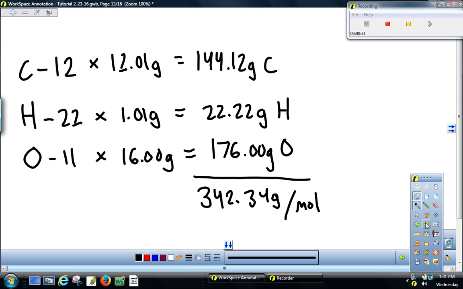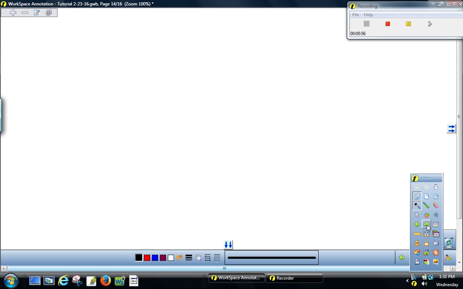Alright, welcome back. For the molar mass of sucrose, you should have figured out that it's 342.34 grams. We take how many atoms of each are in the formula, multiply it by how much a mole of each one weighs, and we get the grand totals for the elements. This is the molar mass for sucrose, so this is what we're going to plug into our conversions. Let's go ahead and set the problem up.